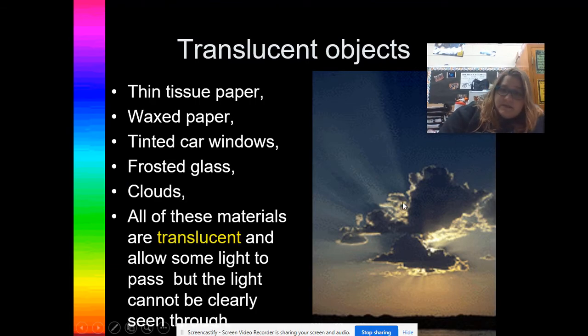Like, see how you can see through some of the clouds? Some light passes through, but not all the light, and cannot be clearly seen through. I can't see through that cloud, but I can see part of it. Tinted windows, your sunglasses, translucent. Light goes through, but it's scattered.